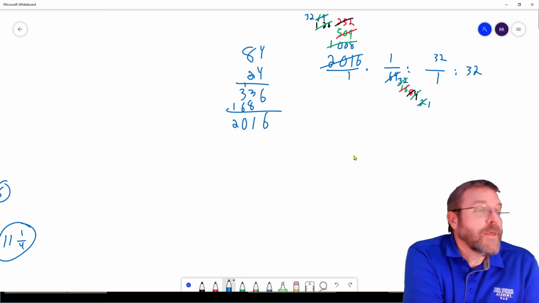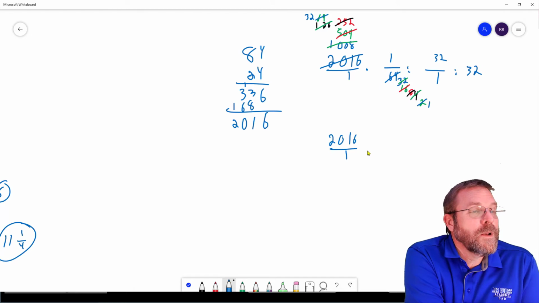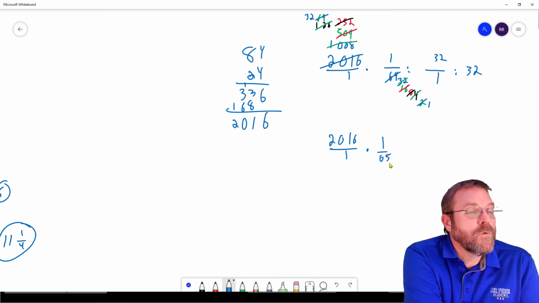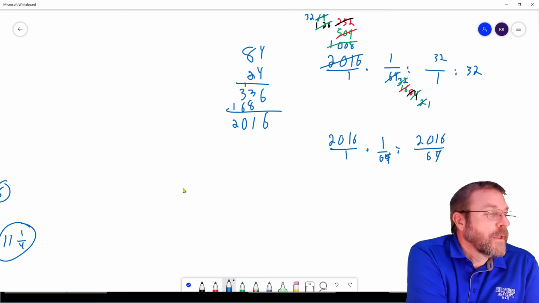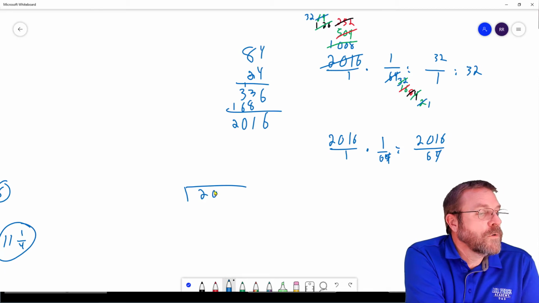Another way you could get to that is you could have just taken that 2016 over 1 times 1 over 64. That's a 4 there, which means you'd get 2016 divided by 64, and then you could have done the whole painful long division here. 2016 divided by 64. 64 is going to go into that 3 times, which is going to be 192. That's going to end up leaving us with 9 left over, bring down the 6.